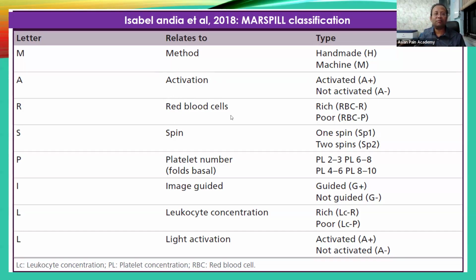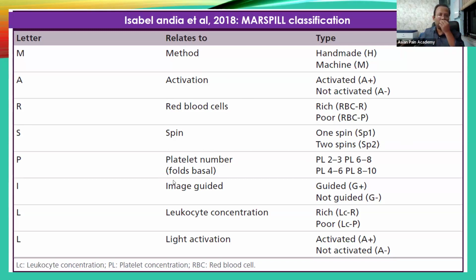Then RBC: while segregating the platelets, some RBC may remain. So should it remain, or do we have to remove that? Spin means here the one-spin or two-spin method, how platelets are separated from blood. This is also another thing. What I'm saying is that these are the areas where the literature differs. I mean, they do not match. Somebody used one spin, somebody used two spins.